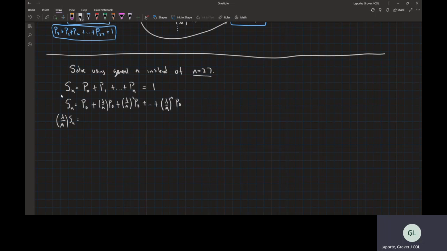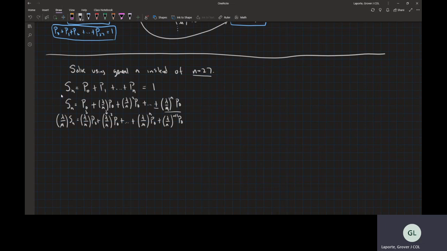If I do that, then it's going to be lambda over mu P0, right? So that's what's going to happen here. And then plus lambda over mu squared P0, plus dot dot dot, all the way till we get to lambda over mu to the n P0, and this one would be lambda over mu to the n plus 1 P0. Okay, so I have two equations here.